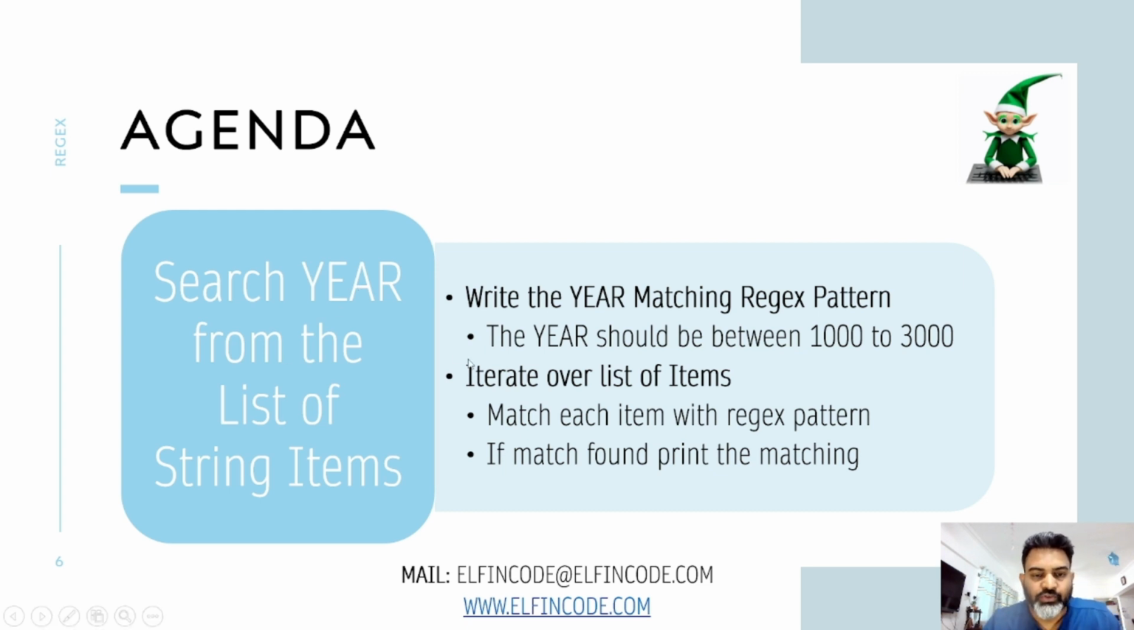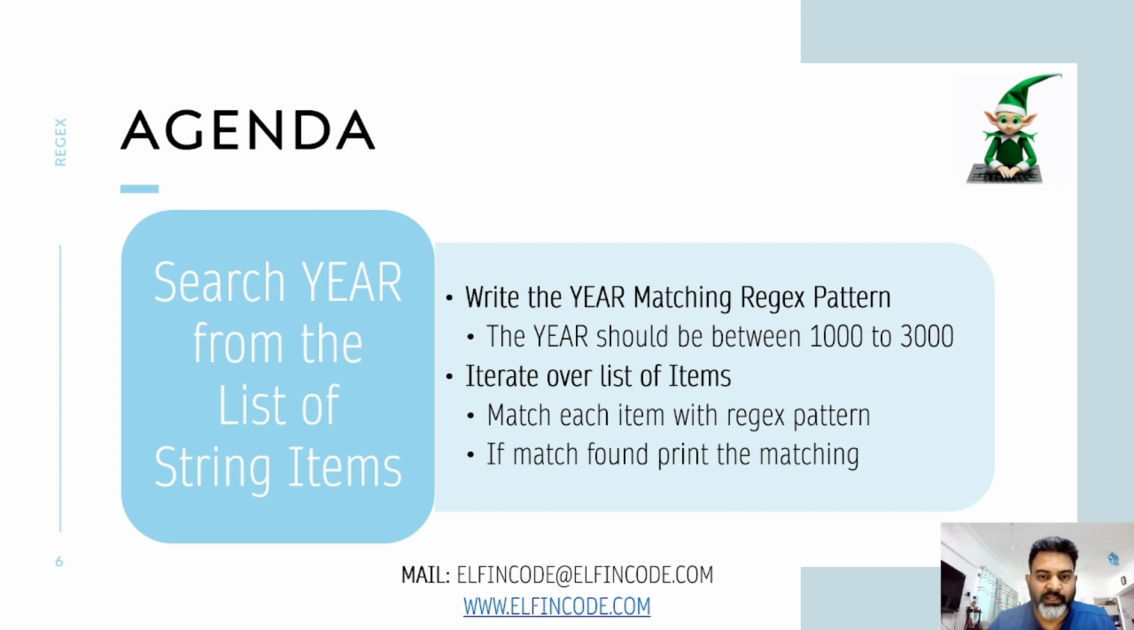So in this video, we are going to see how we can extract the year from a list of string items. There are basically two steps which we need to perform. The first is we need to create the regex pattern for the year, and we will be keeping a validation that the year should be between 1000 and 3000. Once we have the regex pattern created, we will iterate over the list of items, and for each item we will compare its value with the regex pattern, and if a match is found, we will print the match. So this is going to be a two-step process to find any year in the list of string items.